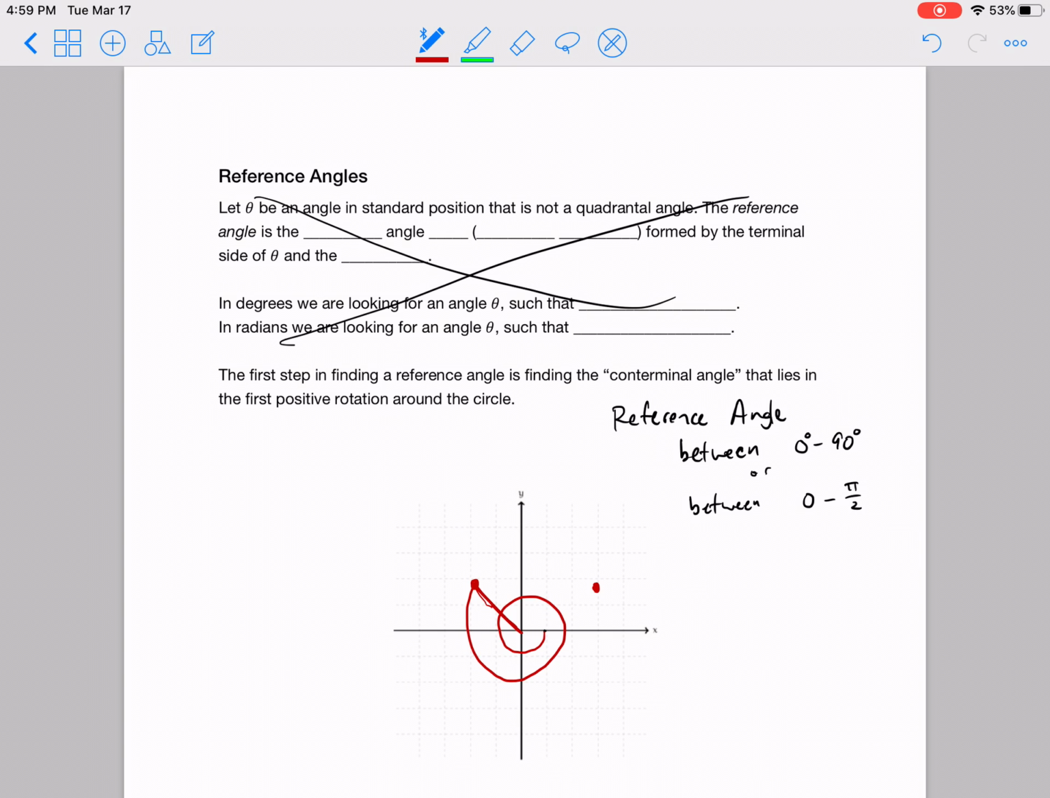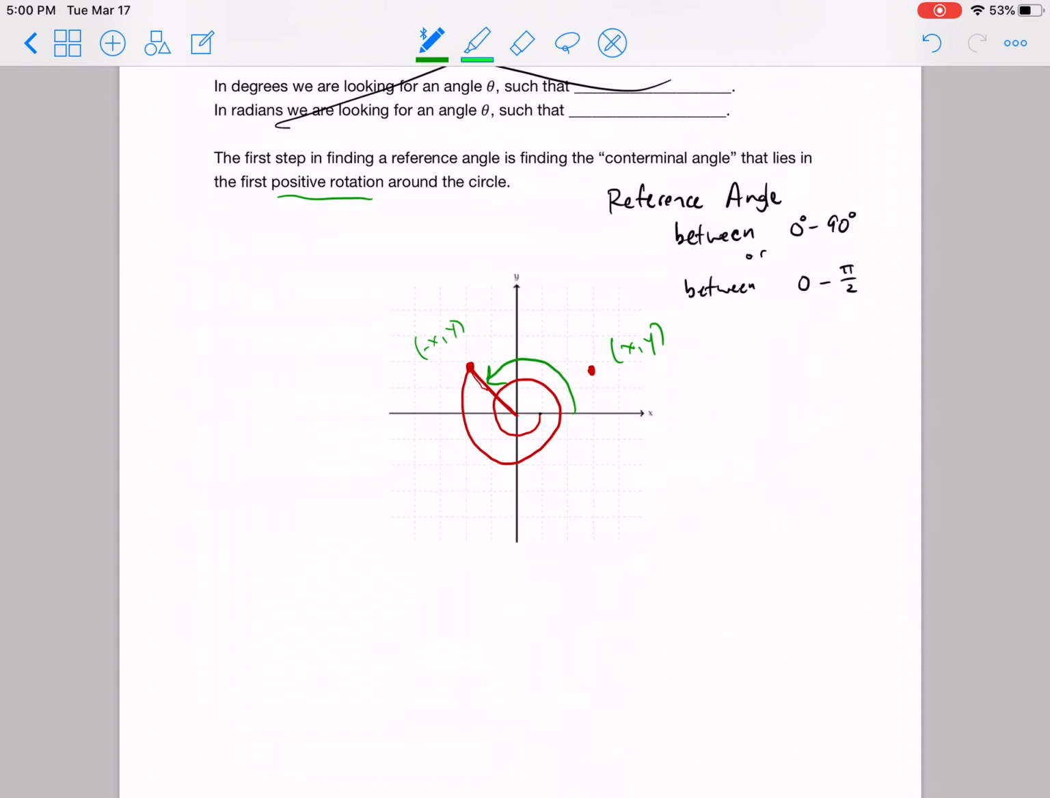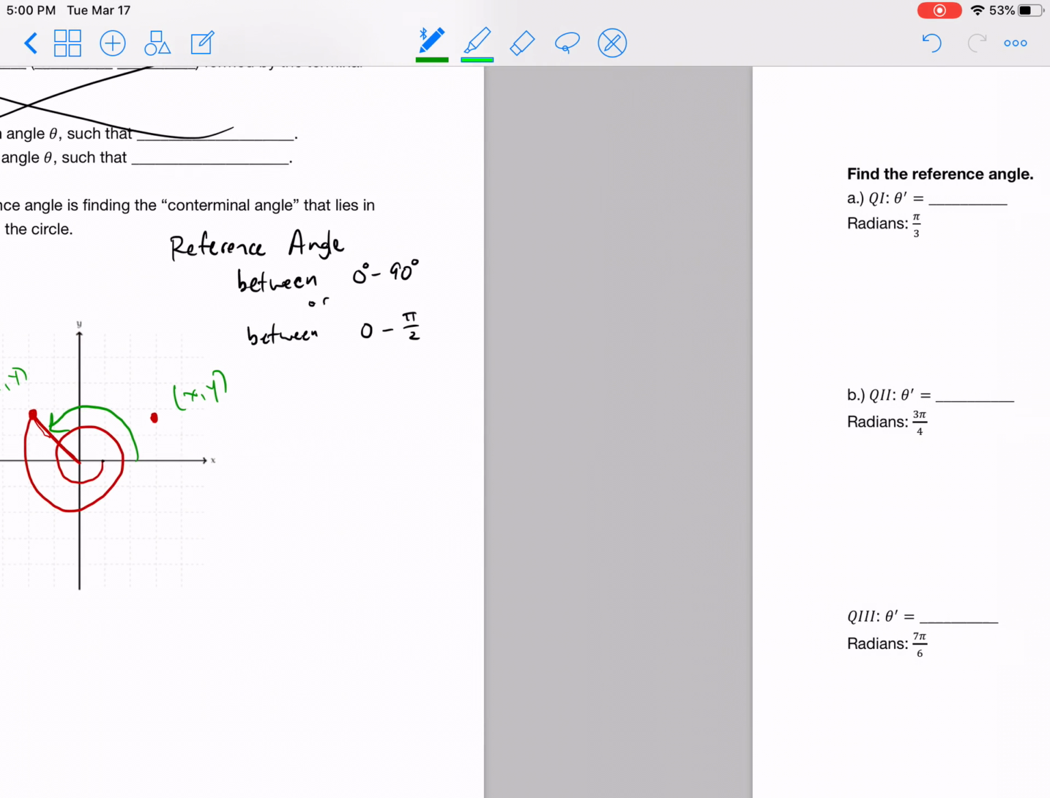So the first step is to figure out what the coterminal angle is. On this one, the coterminal angle would be something positive. We want a positive rotation for that coterminal angle, so it's going to be this angle right here. Then, once you have that point and you look at the coordinates of it, whatever they happen to be, this would be a negative x and a y, you're going to say, what angle in the first quadrant gives me the coordinates x and y? So I'm going to make them both positive and see where that takes me. That's the basic idea of finding that reference angle.